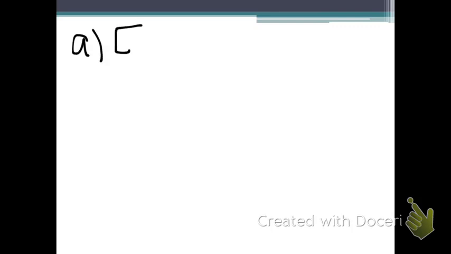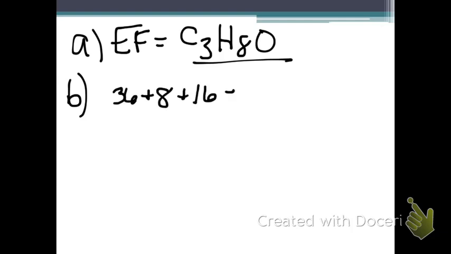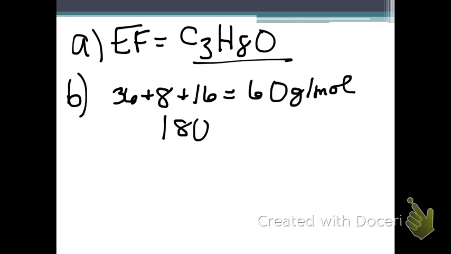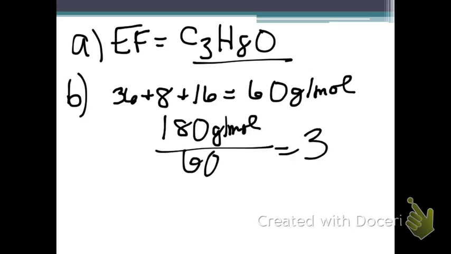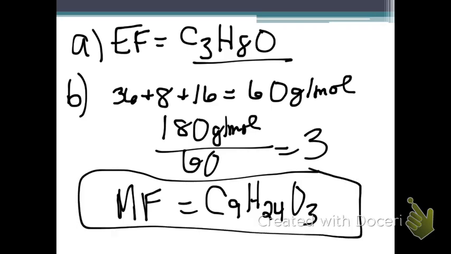So part A, my empirical formula is C3H8O. But I'm not done. Now let's do B. Total up the molar mass of C3H8O. 36 for the carbons, 8 for the hydrogens, 16 for the oxygen, and I get 60 grams per mole. The problem told me the molecular has a mass of 180. 180 divided by 60, and I know that my molecular formula is 3 times the size of my empirical formula. Multiply the subscripts by 3, and you end up with C9H24O3.